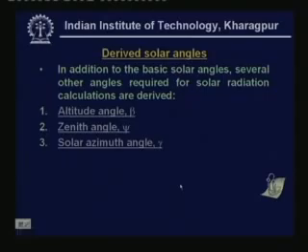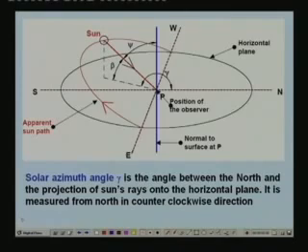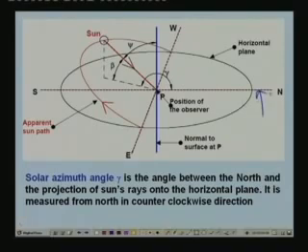The next important angle is what is known as solar azimuth angle. Again we refer to the same figure, and the solar azimuth angle gamma is the angle between the north and the projection of the sun's rays onto the horizontal plane. As I said, this is your north direction. The projection of the sun's rays onto a horizontal plane is this line. So the azimuth angle is the angle between this line and this line. That is nothing but this angle, which is given by gamma, and this is measured in the counterclockwise direction.